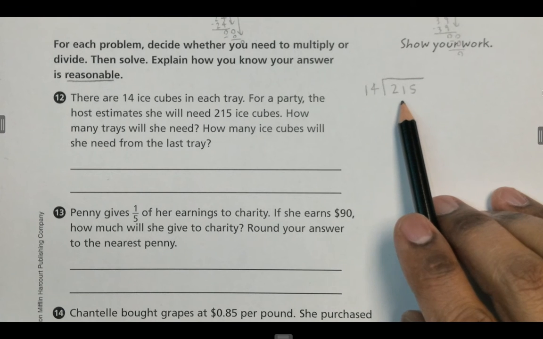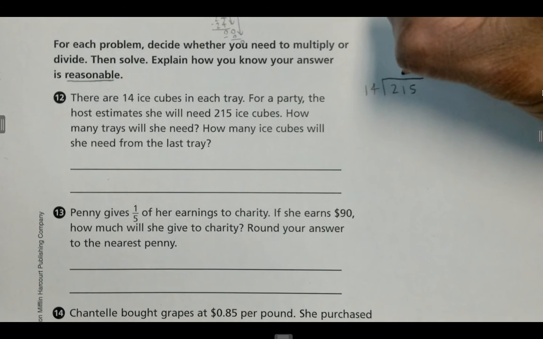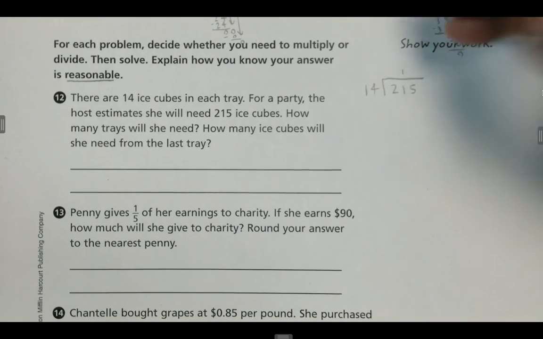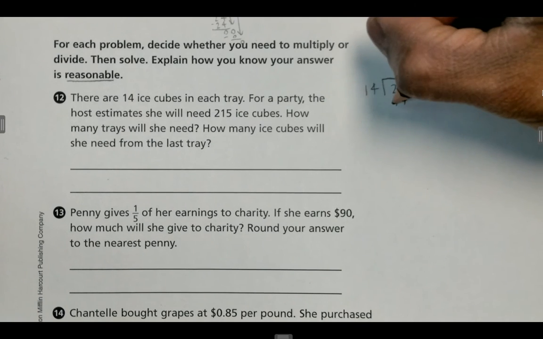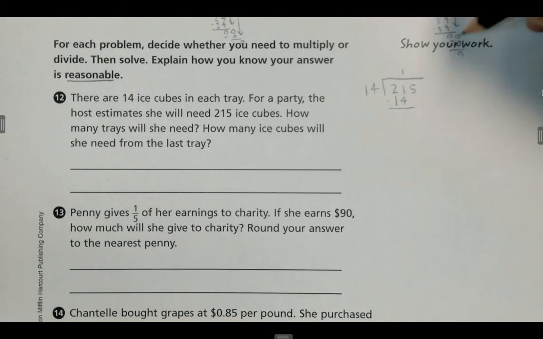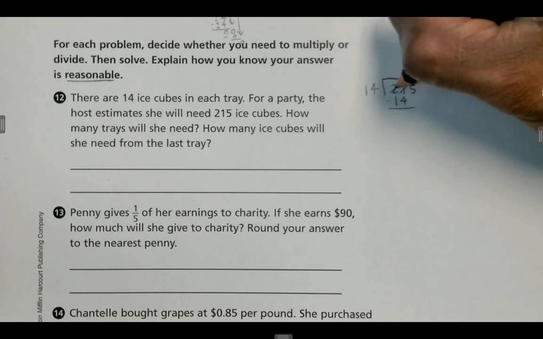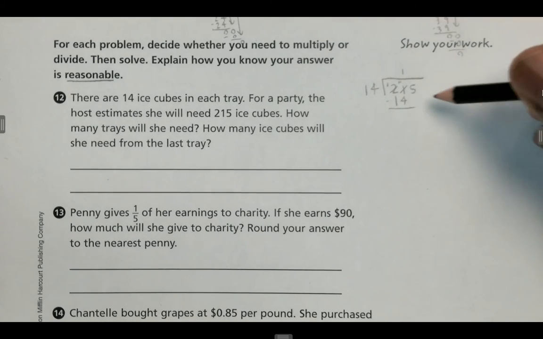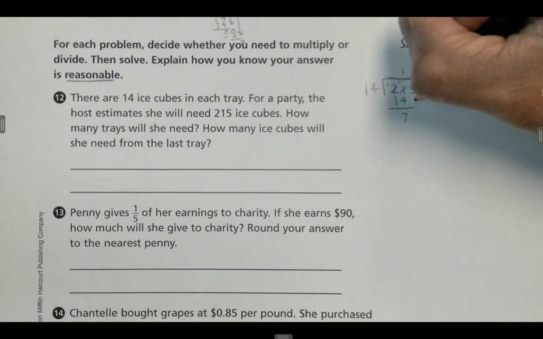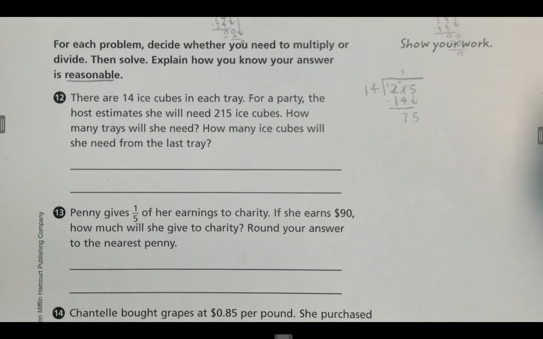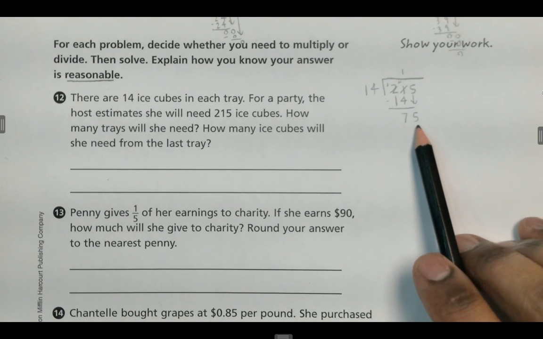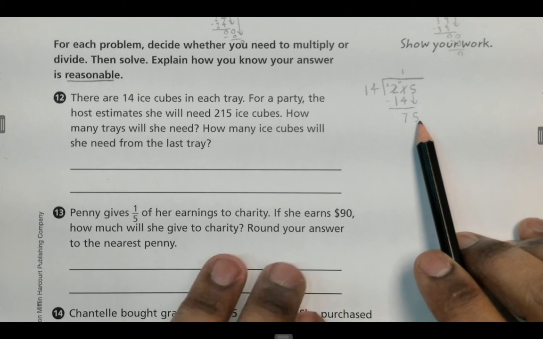14 is going to go into 21 how many times? Once. 14 multiplied by 1 is 14. Subtract that out. 1 minus 4, the 1 needs to borrow. 11 minus 4 is 7. Let's do our bring down. And the new number is 75. 14 goes into 75 how many times?